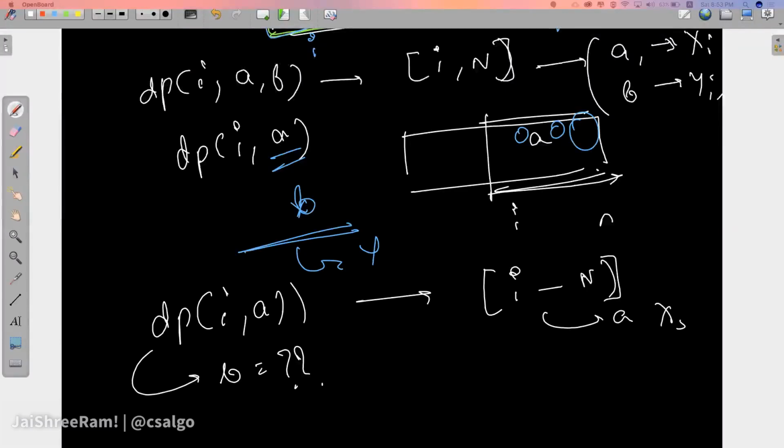Make sense? Are you getting the point? No, it's not I minus a, it's not I minus a. Okay, let me explain. If I is less than a plus b, then no, that's not true.